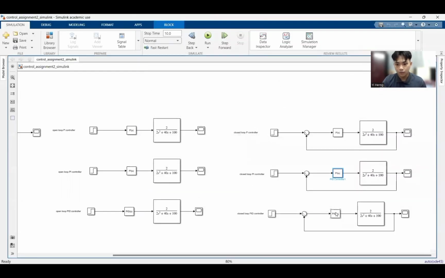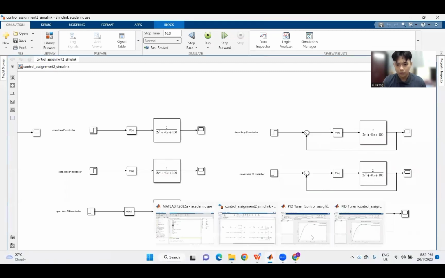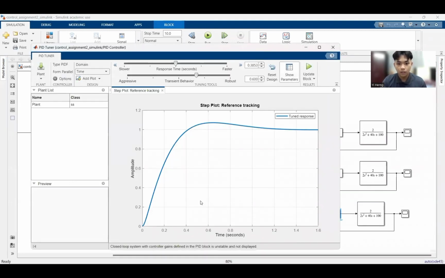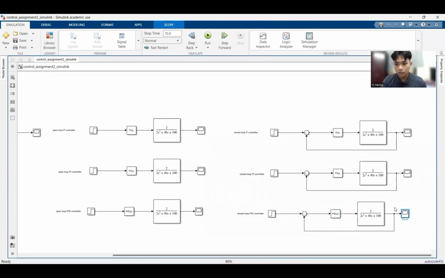But the next one is the PID controller. Same, you click here, then tune, and you come up with the result of this graph. Click here. Same, it states that the closed loop system with controller gains defined in the PID block is unstable and cannot be displayed. So you compare it here.